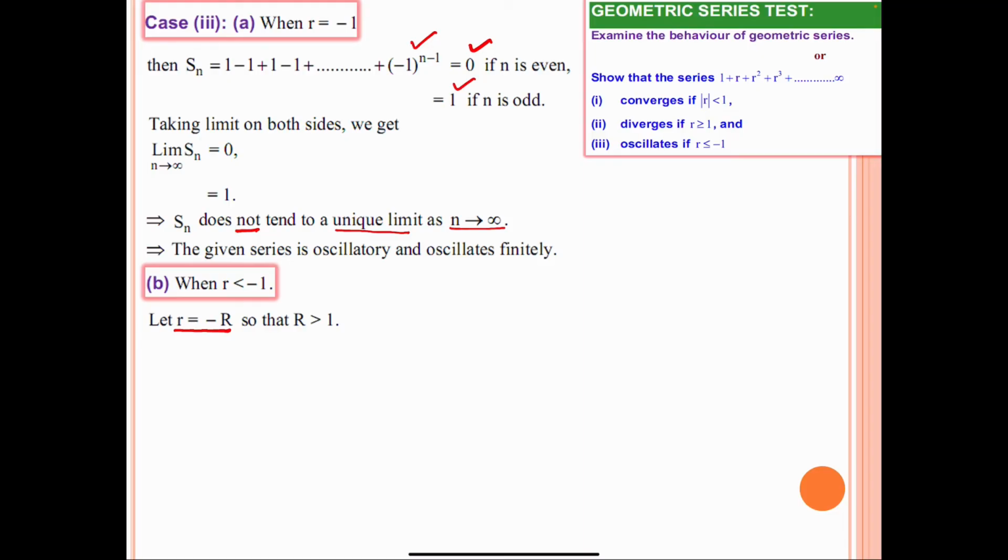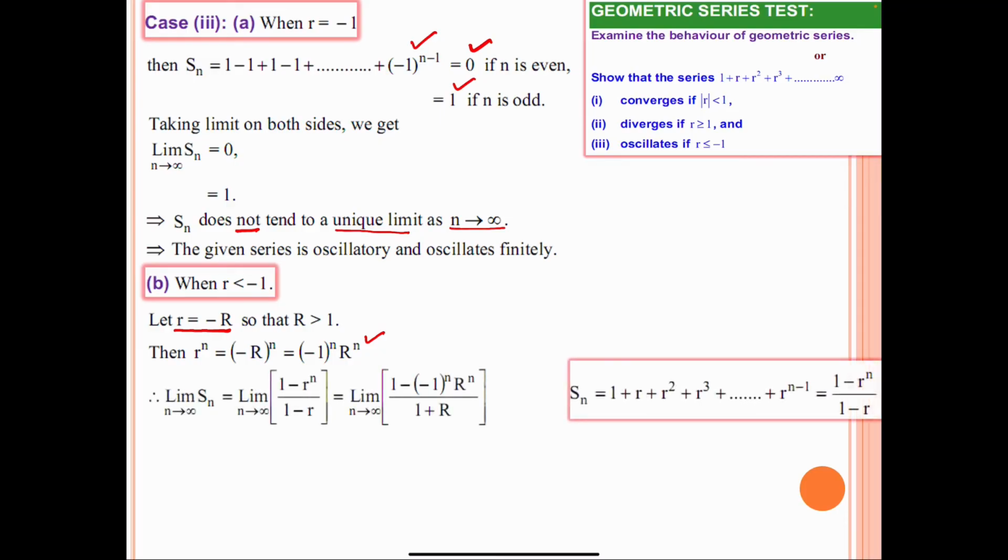And then find the value of small r power n. That one is minus r power n, and that can be written as minus 1 power n r raised to power n. Now substitute these values in Sn and take the limit. So limit n tends to infinity Sn is equal to limit n tends to infinity 1 minus r raised to power n divided by 1 minus r. Substitute the value of r and r raised to power n. So we obtain this value. And Sn, you know, is 1 minus r raised to power n divided by 1 minus r.